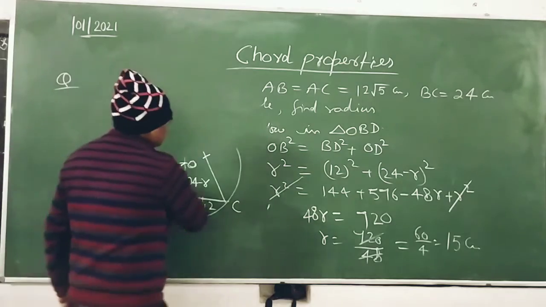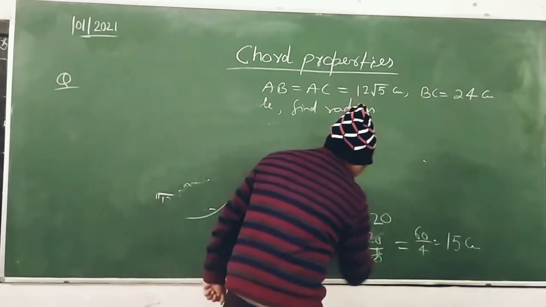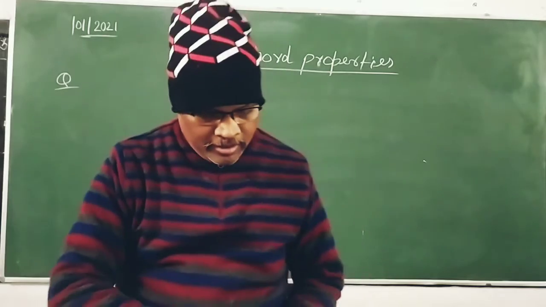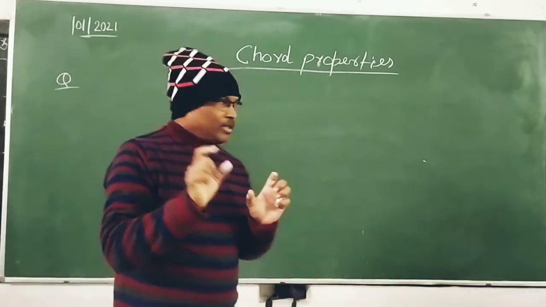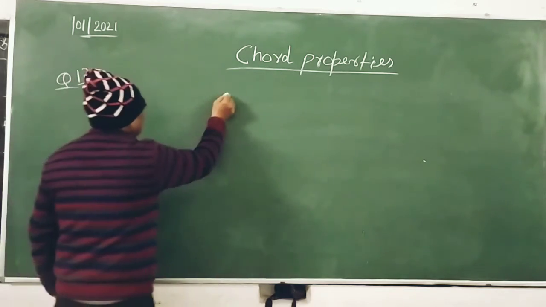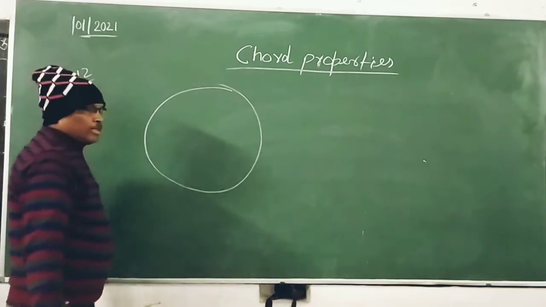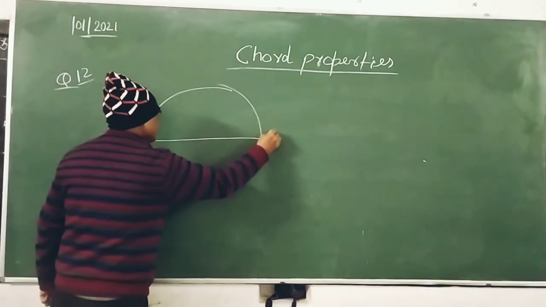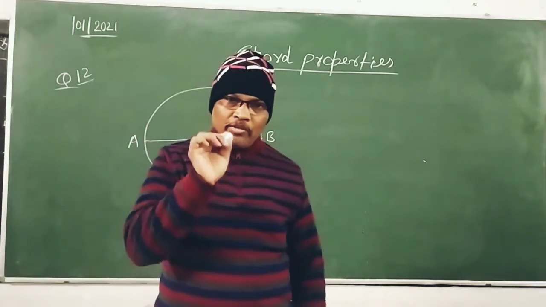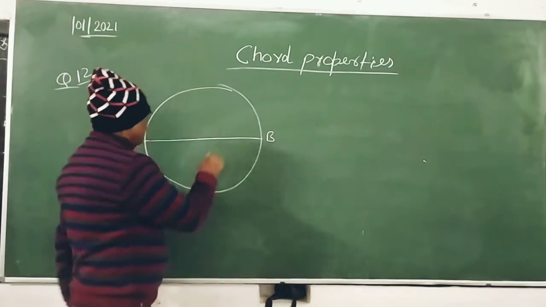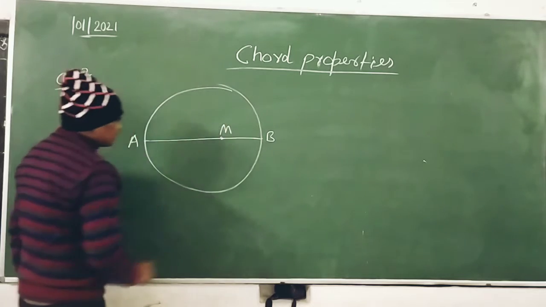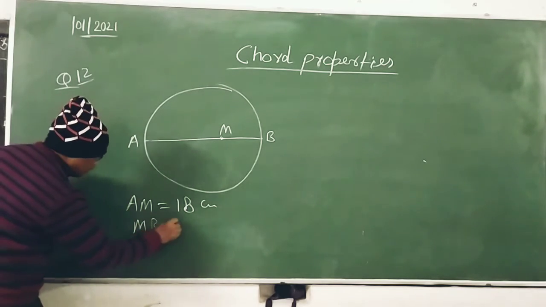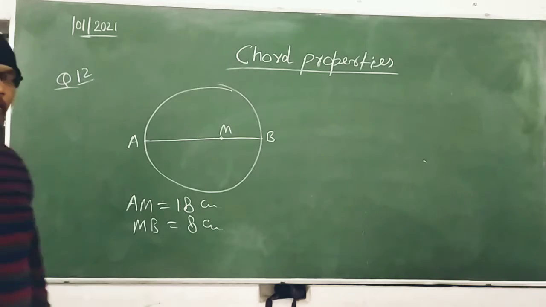Now, we take one more question. There is a question number 12. एक क्वेश्चन है जिसमें कि ये लिखा है कि in a circle AB is the diameter and M is a point on the AB such that AM is equal to 18 centimeter and MB is equal to 8 centimeter. It is given 18 centimeter and 8 centimeter.